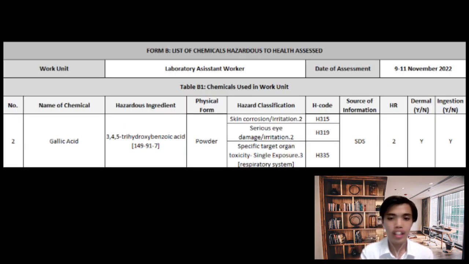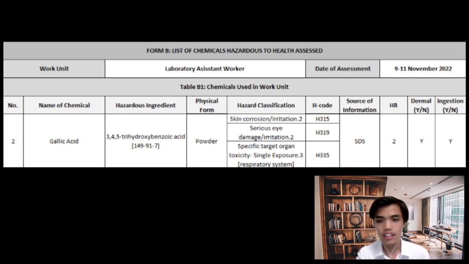For number 2, we have gallic acid for the name of chemical. The hazardous ingredient is 3,4,5-trihydroxybenzoic acid. Physical form is powder. So for the hazard classification, we have skin corrosion or irritation category 2 with the H code of H315. The next one is serious eye damage or irritation in category 2 with the H code of H319.